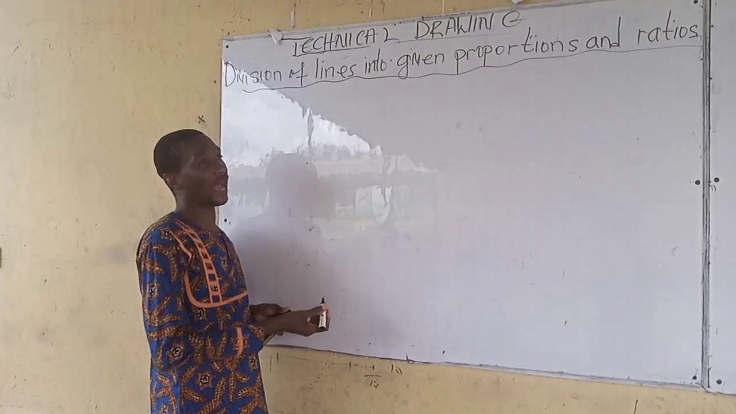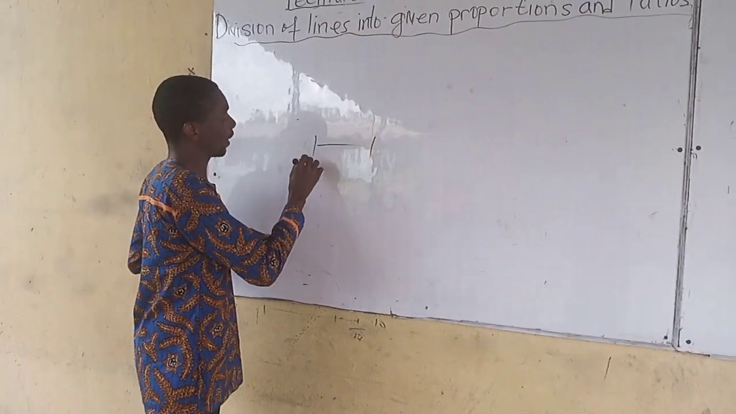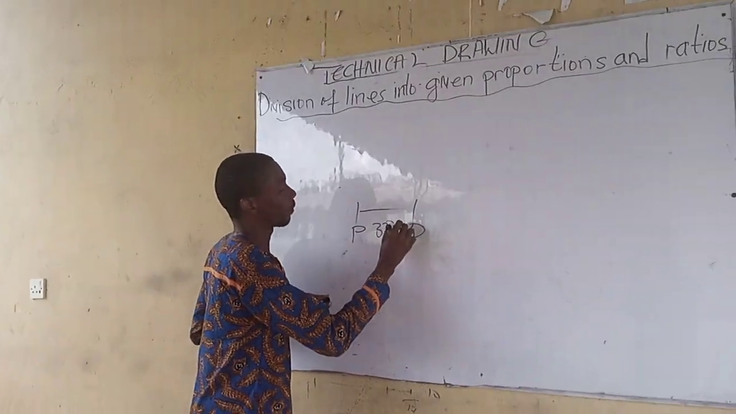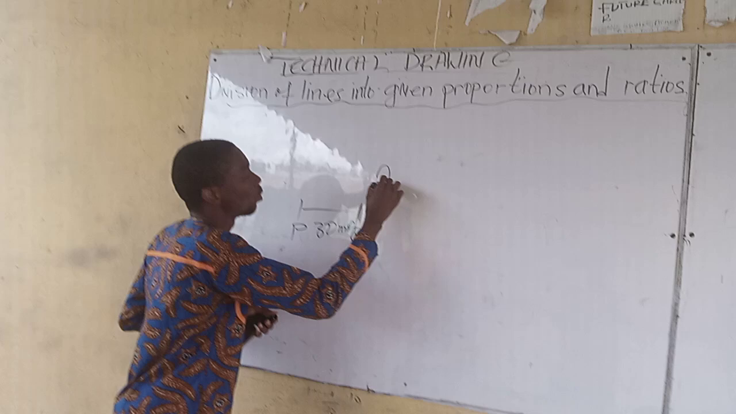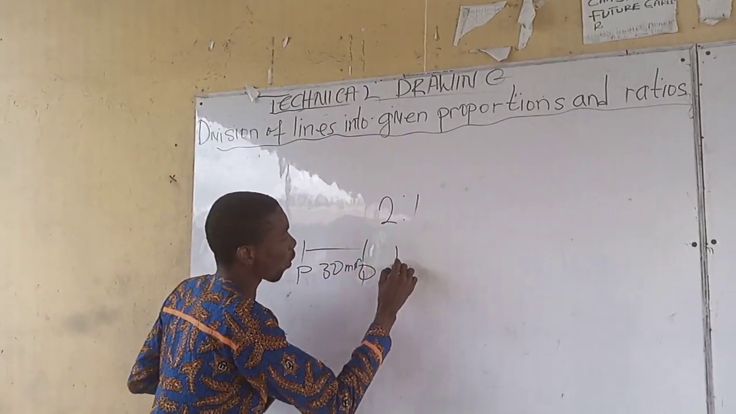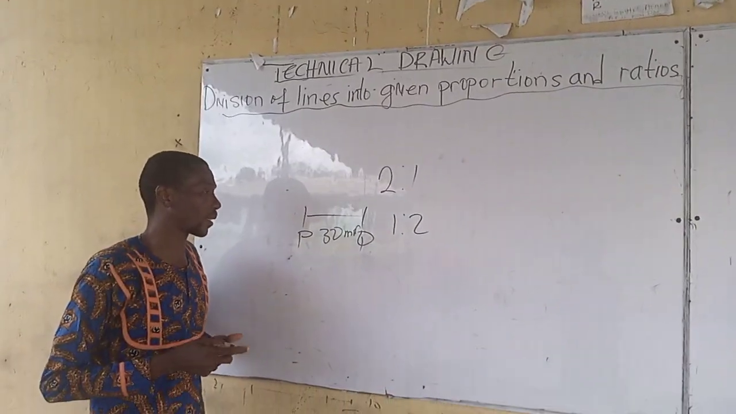If the question says that you should divide a given line, let's say 30 mm, into a given ratio, say 2:1 or 1:2, how are we going to do that?